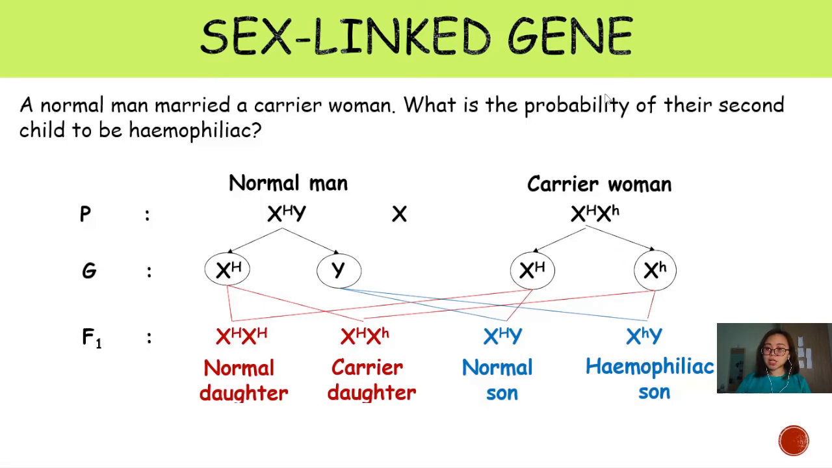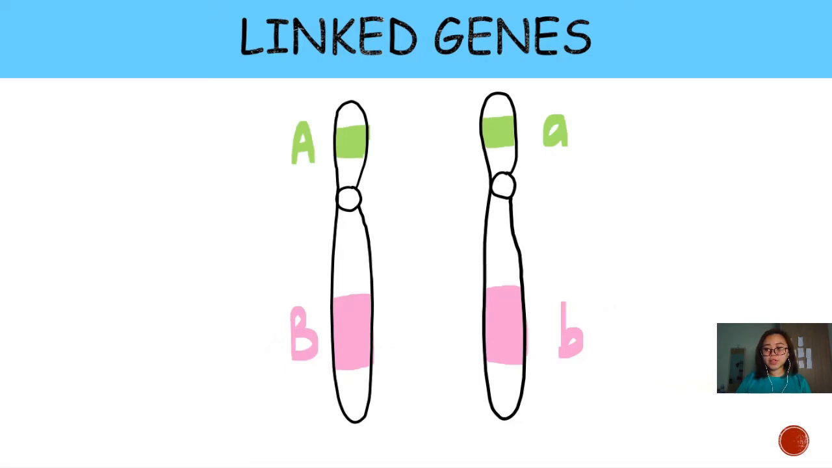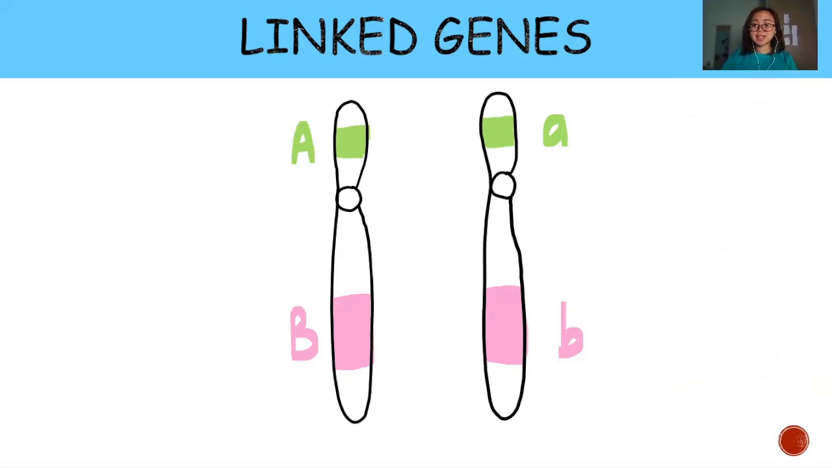Jadi macam mana kita cari probability dia? Sini ada 4. Ini adalah 1. So 1 divided by 4 is 0.25. And therefore, the probability of the second child to be hemophiliac is 0.25. Okay, that is it for sex-linked genes.